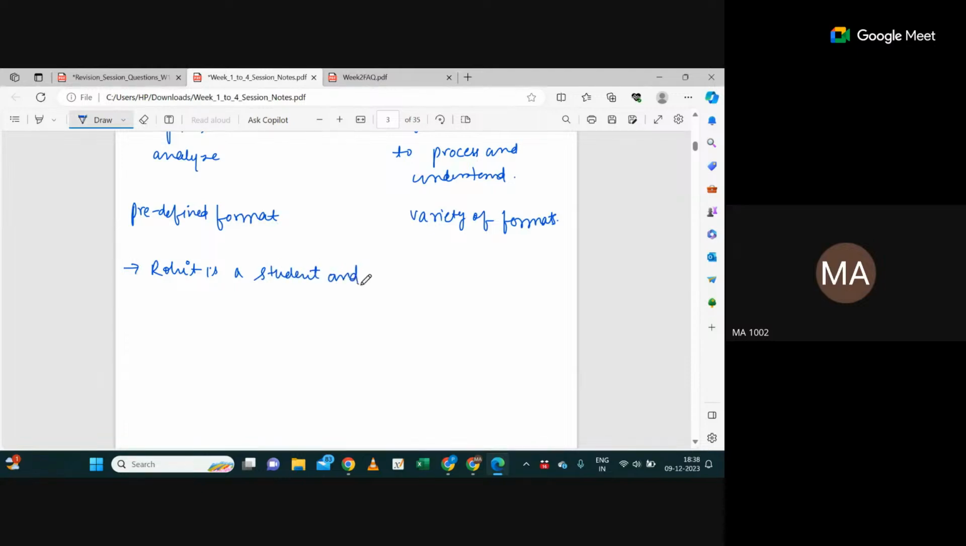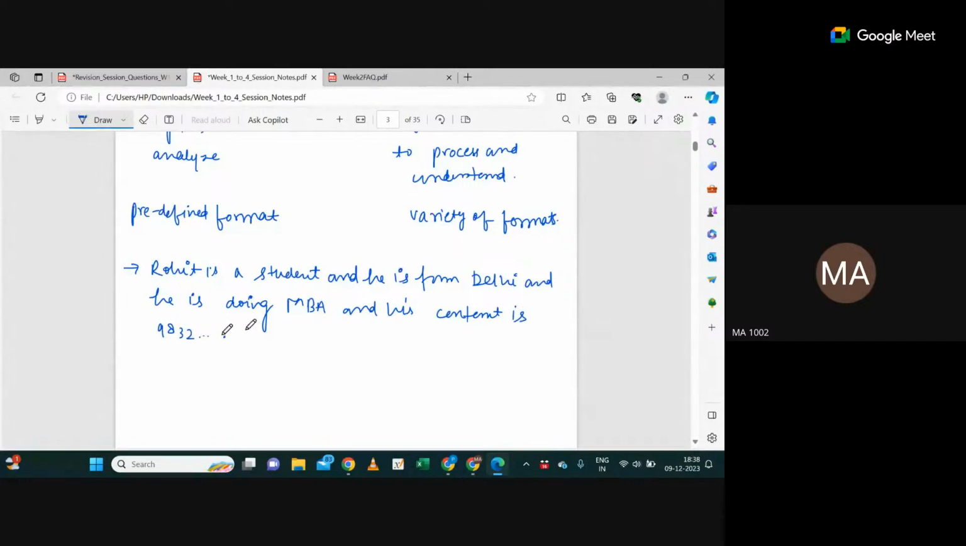And he is from, let's say, Delhi, and he is doing, let's say, MBA, okay, and his contact number is, let's say, some 9832 something, okay.